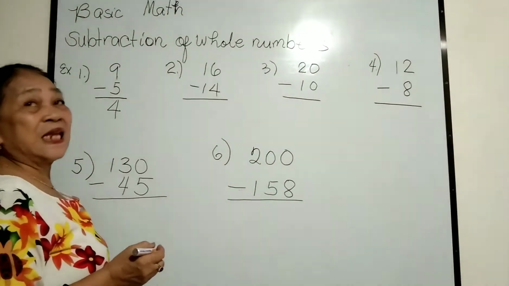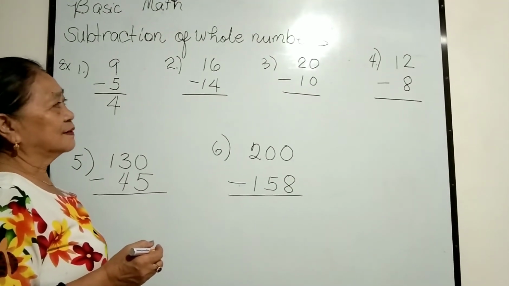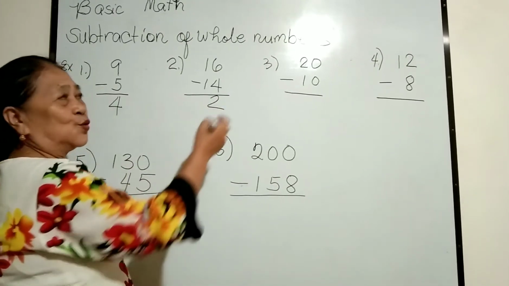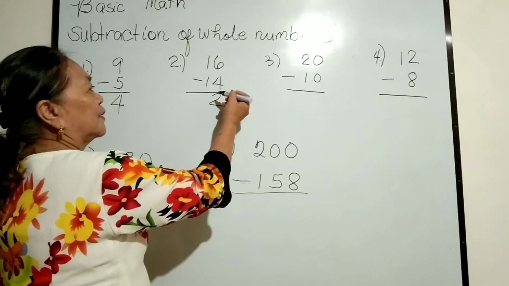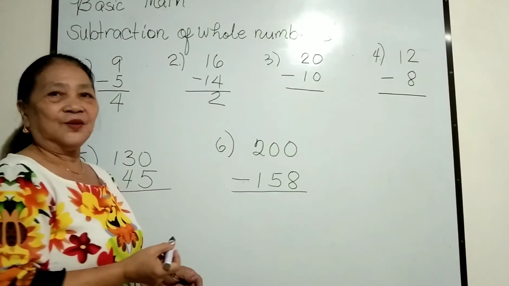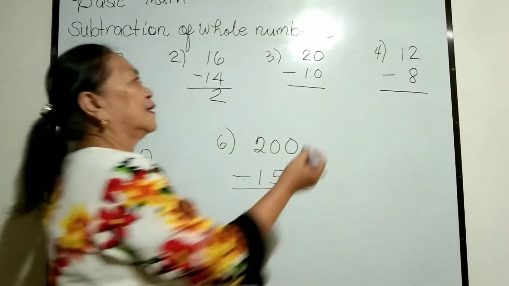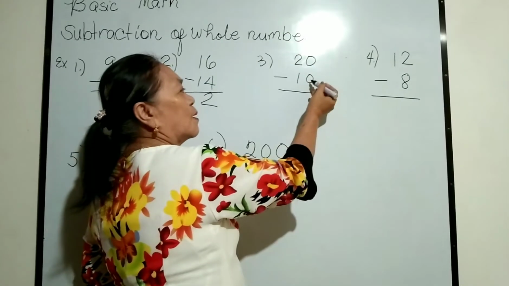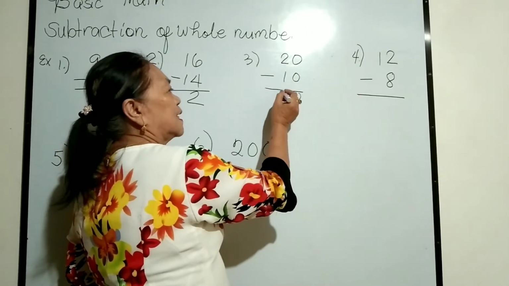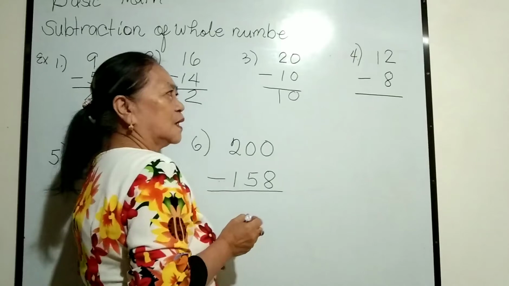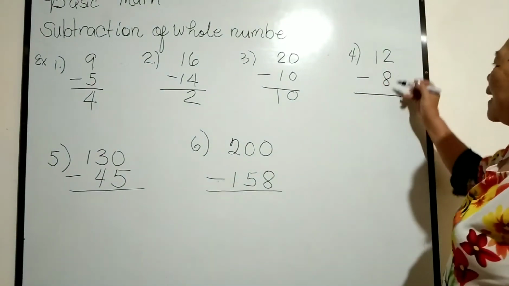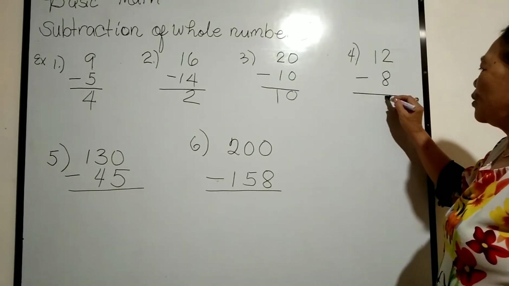16 minus 14. The others could already answer 2. But if you are going to do it step by step, 6 minus 4 is 2, 1 minus 1 is 0. That's it. Number 3, 0 minus 0. Simple, 0. 2 minus 1 is 1. Now, we have here 12 minus 8 is 4.